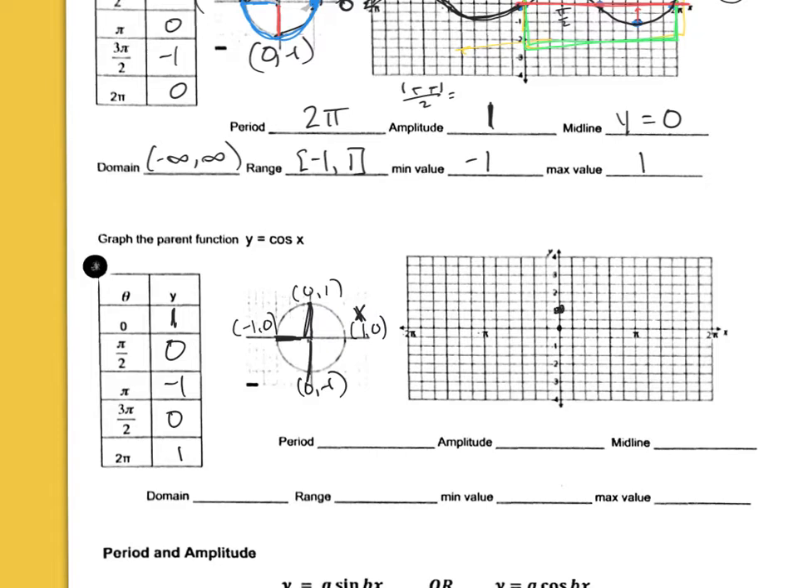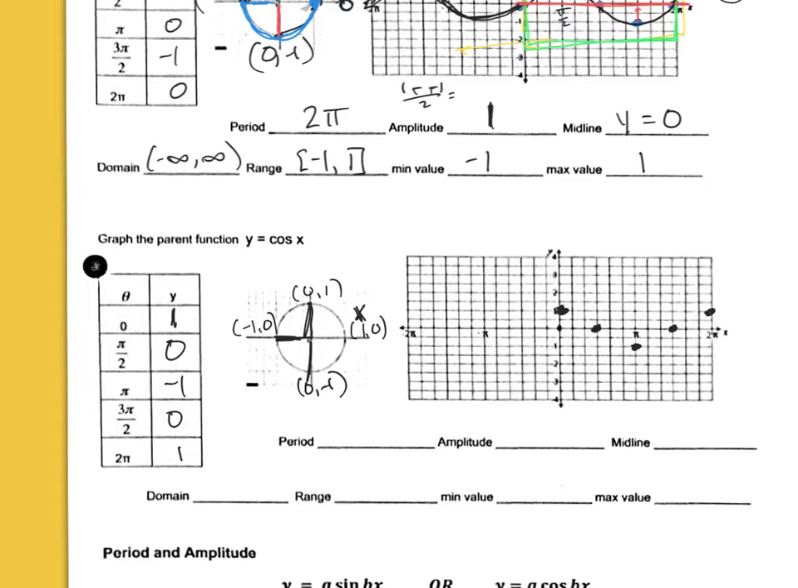So let's put these points on the graph. 0 goes up to 1. And remember, you got to go 3 squares till you get to pi over 2. And that's at a 0. At pi, we're down. 3 squares to the right, we're back at 0. And at 2 pi, it's up at 1. And this is the entire cycle.